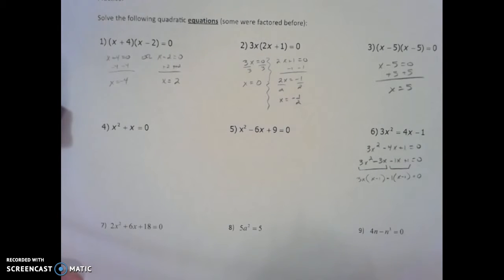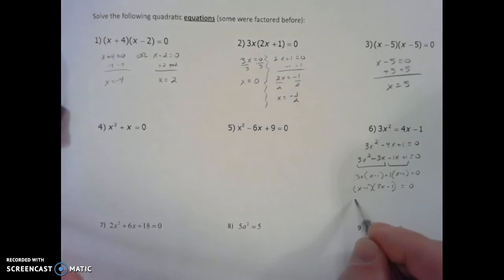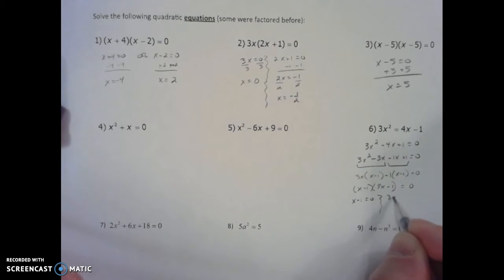And so now when I rewrite this as a product of binomials, I know I'm going to have x minus 1 as one of my terms. And my second term is going to be my GCF of 3x minus 1. And again, I'm going to set that product equal to 0. And so now I'm going to set both parts here equal to 0 to figure out what the possible answers could be. So x minus 1 could be equal to 0, or 3x minus 1 could be equal to 0.